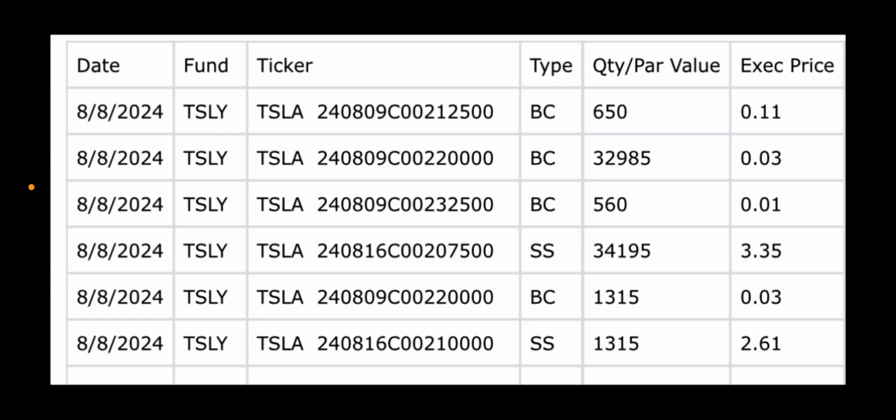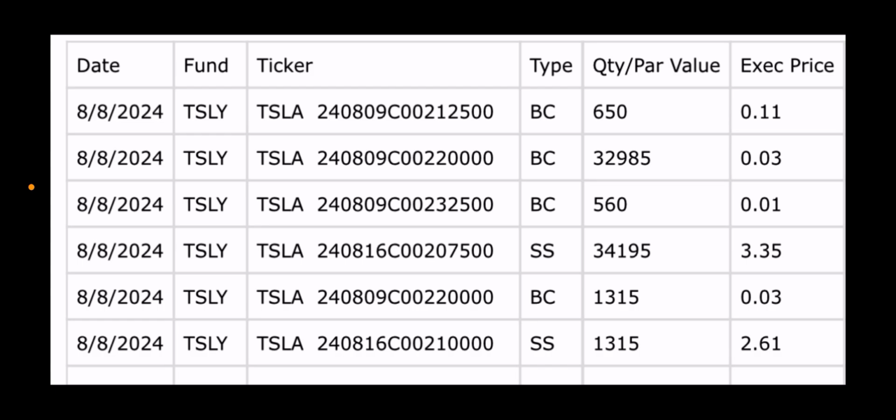So anyway, what did TSLY do yesterday? Well, TSLY decided to close out the position for the week. You see the BC under the type, that's a buy to close. So you got 3 in a row. They did a buy to close, and if you look to the left, they did a 212.50 close, 220, and 230.250. So these are all contracts that expired this week, which obviously expire today, being Friday.